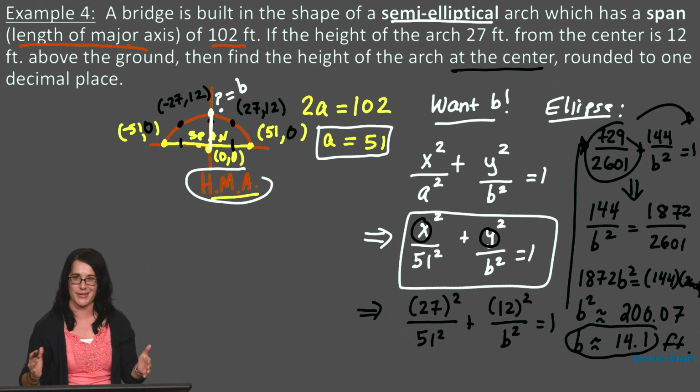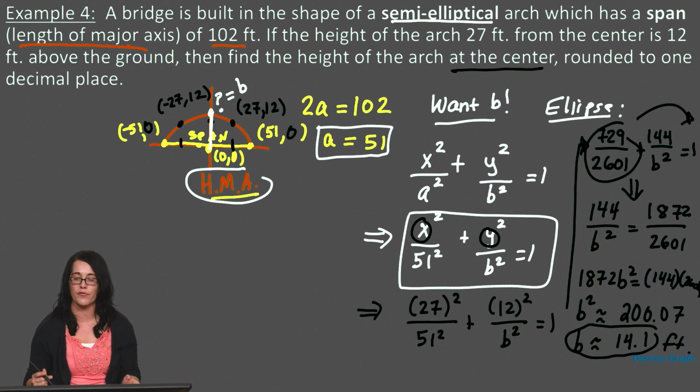Well, what do I mean by make sense? If this is truly an elliptical pathway, A should be bigger than B. And A was 51 and B is 14. So this is making sense as far as, is it even possible? If you had an answer for B like 55, it wouldn't make any sense because A was on the major axis and it should be bigger than B. Okay, so at least that part is making sense.